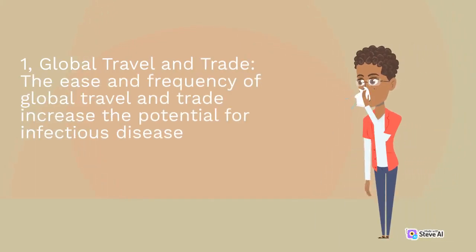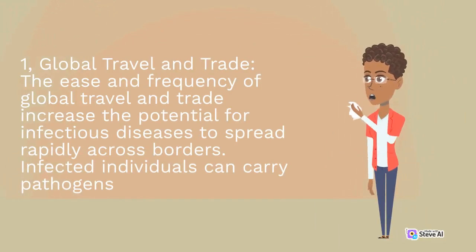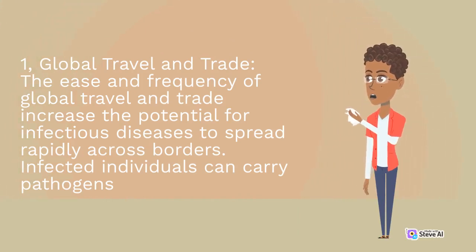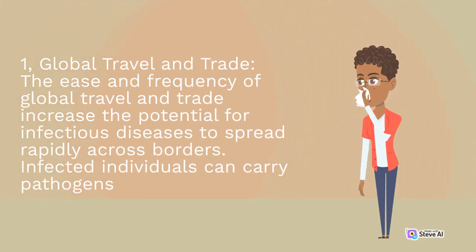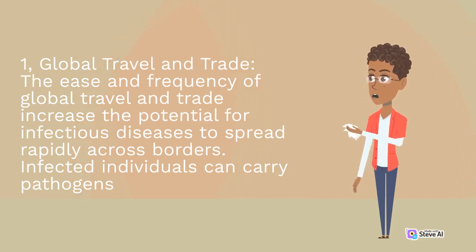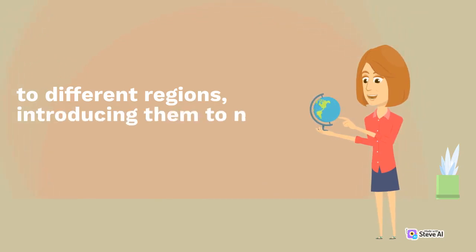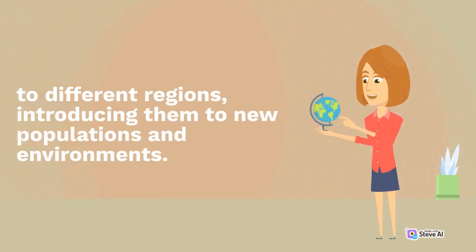1. Global travel and trade. The ease and frequency of global travel and trade increase the potential for infectious diseases to spread rapidly across borders. Infected individuals can carry pathogens to different regions, introducing them to new populations and environments.